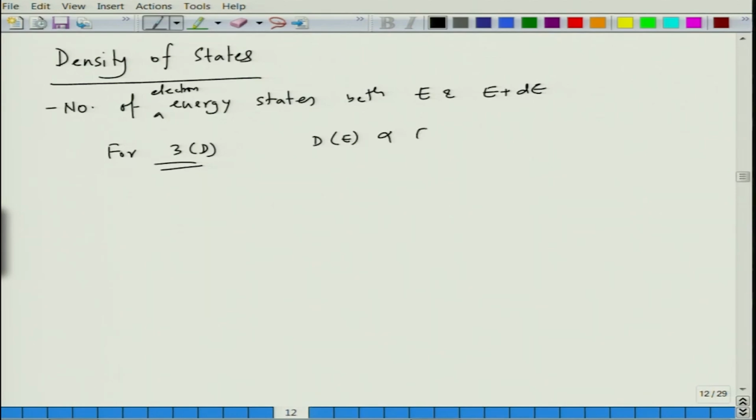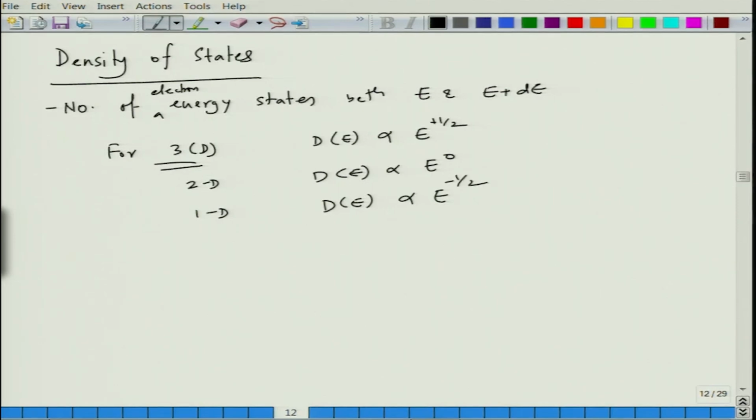For 3D it is proportional to E to the power plus 1 by 2. For 2D, g(E) dE is proportional to E to the power 0, and for 1D it turns out to be proportional to E to the power minus 1 by 2.